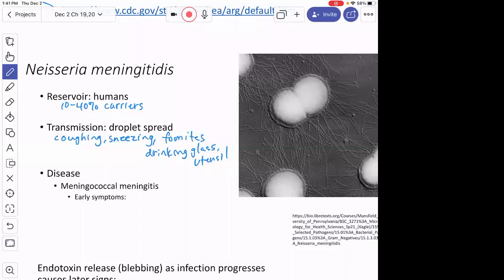The disease that we're talking about here is meningococcal meningitis. It affects the lining of the brain and the spinal cord, called the meninges. The early symptoms are kind of flu-like, so things like fever, sore throat, nausea maybe. And the two that should really be red flags are headache, and not just any headache, but the worst headache you've ever had, and a stiff neck.